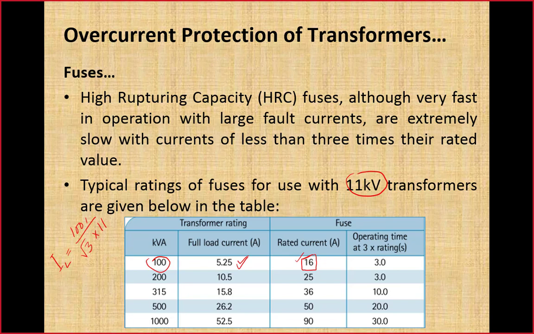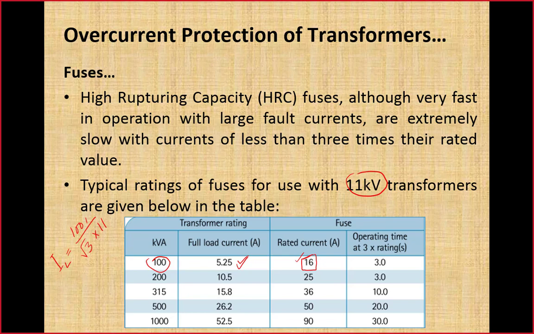The one obvious reason is that the fuse used for the transformer should not operate due to the inrush current of the transformer. And remember, the inrush current of the transformer can be as high as 8 to 10 times the rated current. Due to this reason, the rated current capability of the fuse is set slightly higher as compared to the full load current of the transformer.